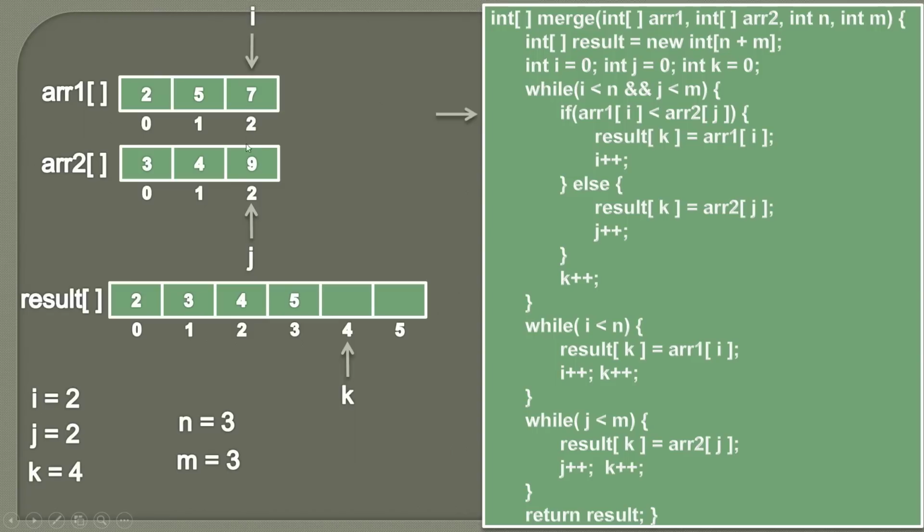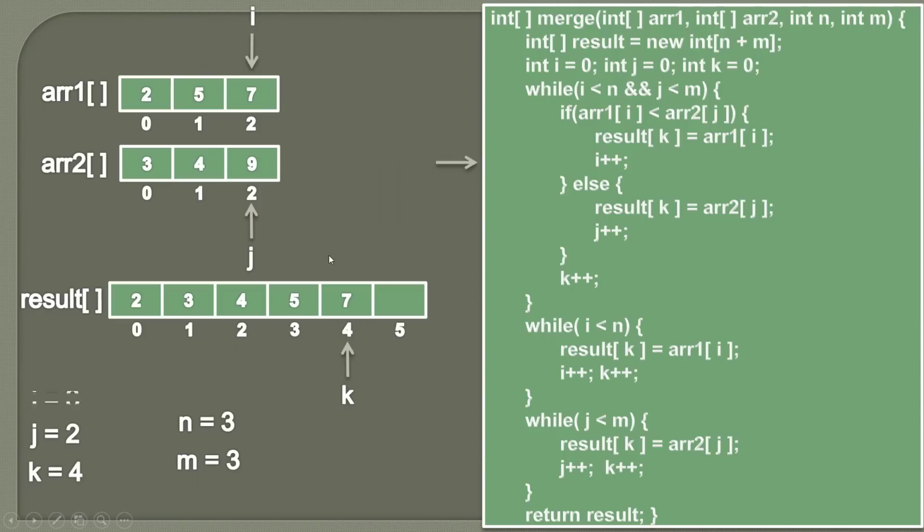We compare these two values, 7 and 9. We found that 7 is less than 9, so this condition comes out to be true. So we simply update the value stored at the ith index in array 1 into the kth index of the result array. So 7 comes here. And then we'll simply increment i by 1.